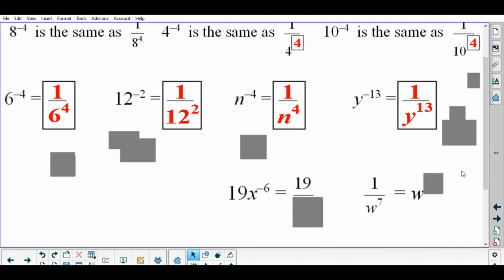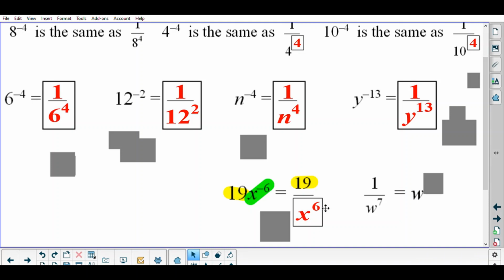Now, I threw a curveball at you here with these last two examples, but I was a little nice on the second to last one. 19 times x to the negative 6th power. Notice the 19 ends up staying in the numerator of the fraction. Why does it not go in the denominator? Because this really means 19 times x to the negative 6, which means only the x is being taken to the negative 6, not the 19. That's why only the x ends up in the denominator to the positive 6th power, not the 19.